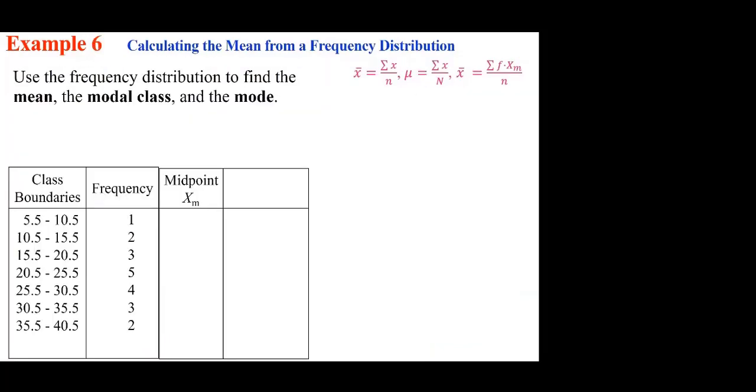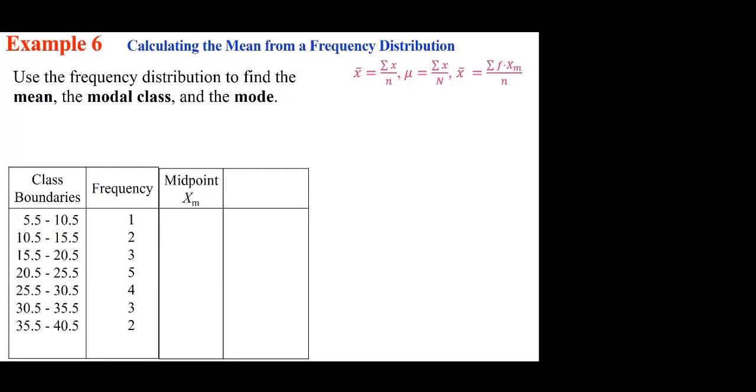Okay. Now, we're going to repeat that first for the mean just to refresh your memory. How do we find the mean? We are using the top formula. X bar is the summation of f x sub m over n. Now I'm using x sub m. Again, I'm doing this on purpose. So depending on the text, you have different variables used.